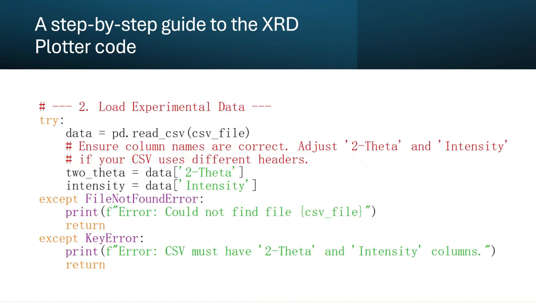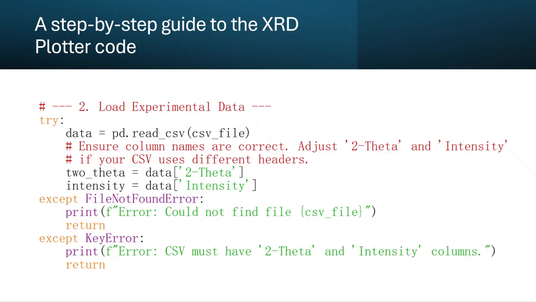So next, the code loads your data and it uses a try and except block, which is just a safe way to open your file. It tells Python to try opening the file, and if it fails, it should just print an error message instead of crashing the whole program.